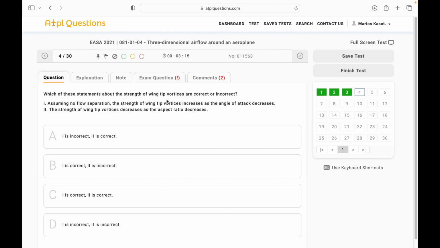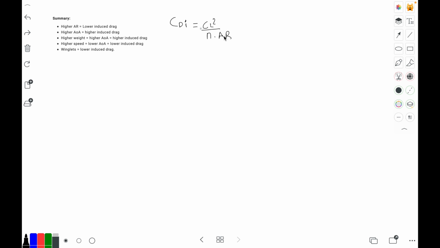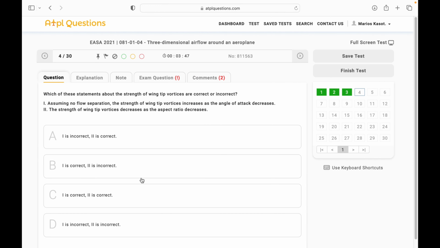Which of these statements about the strength of wingtip vortices are correct or incorrect? Assuming no flow separation, the strength of wingtip vortices increases as the angle of attack decreases. This is incorrect according to our formula. And the strength of wingtip vortices decreases as the aspect ratio decreases. Both of them are incorrect according to this formula. So we're looking for incorrect and incorrect. The correct answer is D.